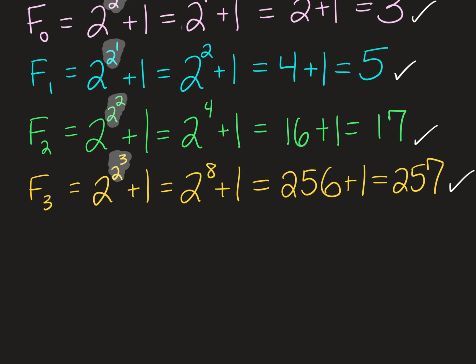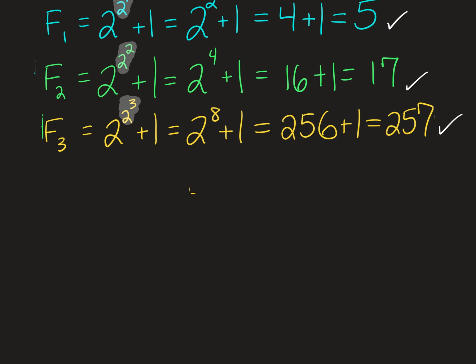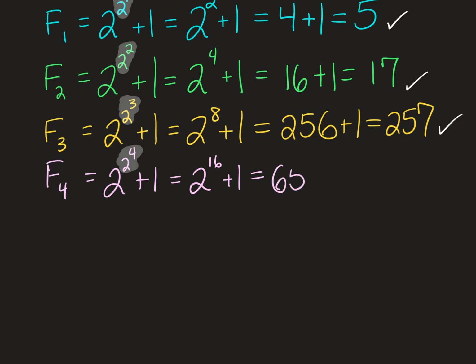Let's do, I'm going to zoom out just a little bit here. F sub 4. So now we've got 2 to the 2 to the 4th power plus 1. 2 to the 4th power, I don't know about you, I don't know what that is offhand. No, 2 to the 4th power is, sorry, that's 16. So we're doing 2 to the 16th power plus 1. It's 2 to the 16th that I don't know offhand. So it's 65536. I just did this a little bit earlier using a calculator.